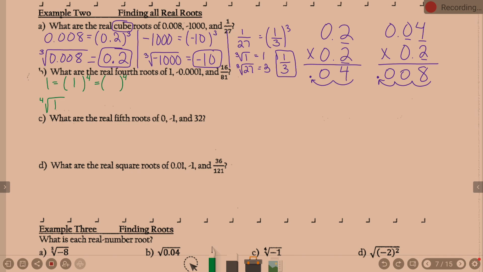Now, the question is, do I need absolute value around x to the 4th? We don't know what x is, right? Could be positive or negative. But when you raise a number to the 4th power, what's it guaranteed to do? Make it positive. Do I need absolute value to force x to the 4th to be positive then? No, because when I raise it to an even power, it's going to be positive.